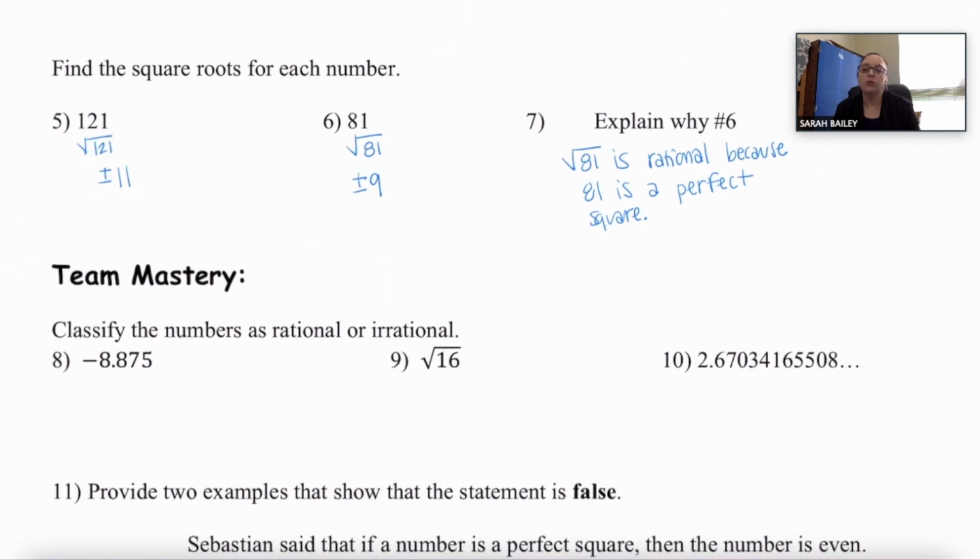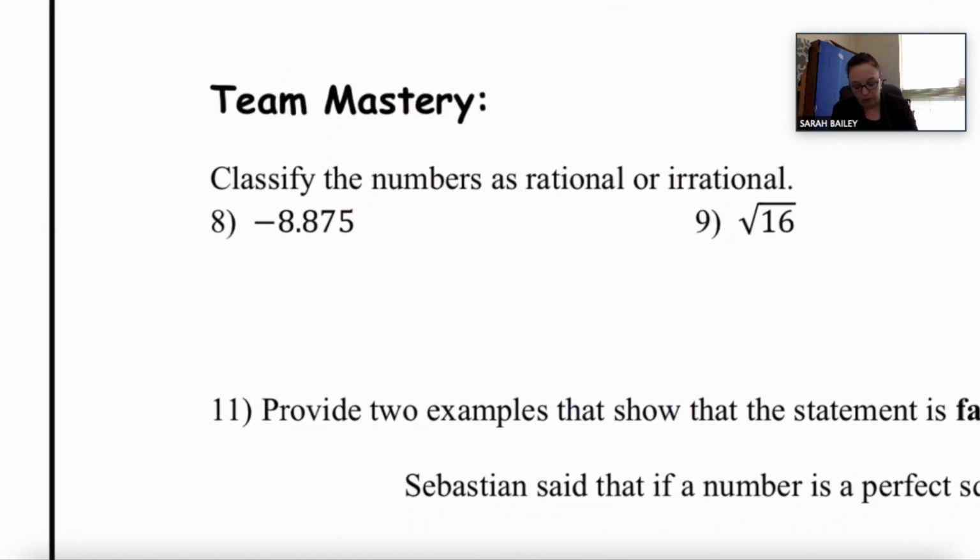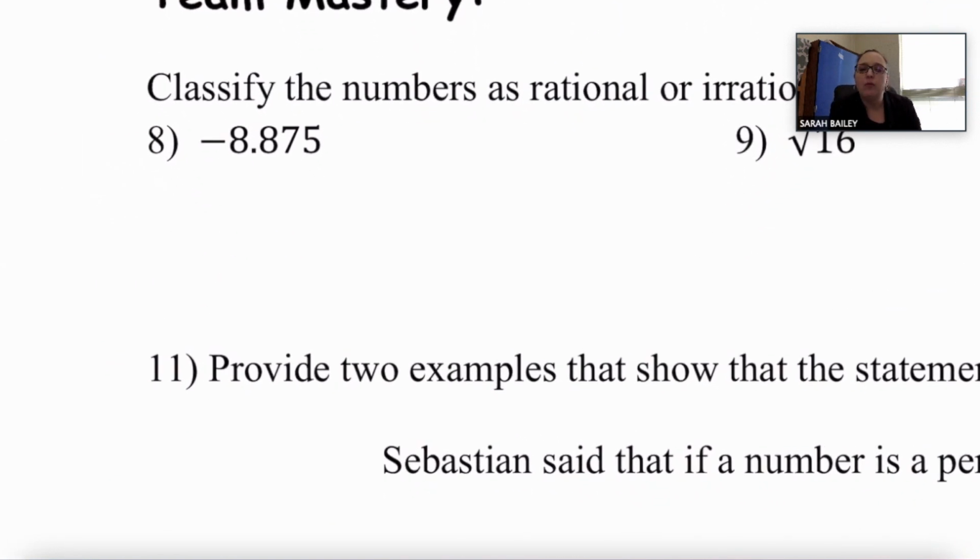Now, we can look at other numbers that are not written with the radical sign, like decimal numbers, for example, and classify them as rational or irrational as well. But they're a little bit easier to tell. For example, number 8 is negative 8.875. So it's a decimal, right? Is it a terminating or repeating decimal? Well, it's not repeating. Does it end? Yes, this one ends. So therefore, it is rational.